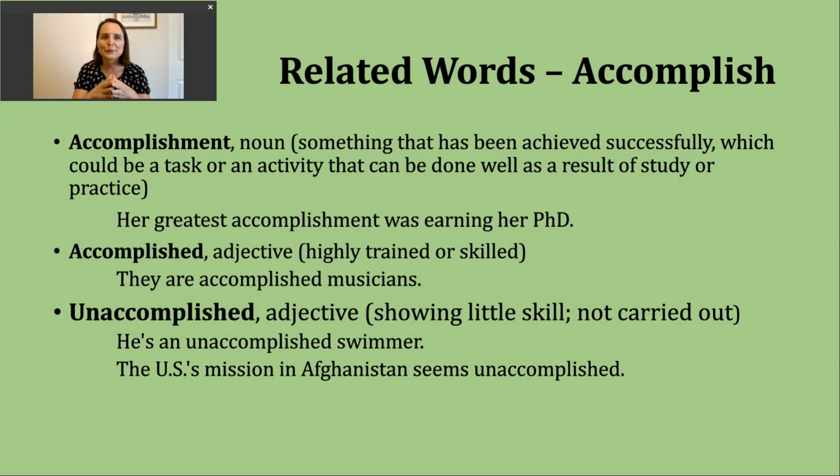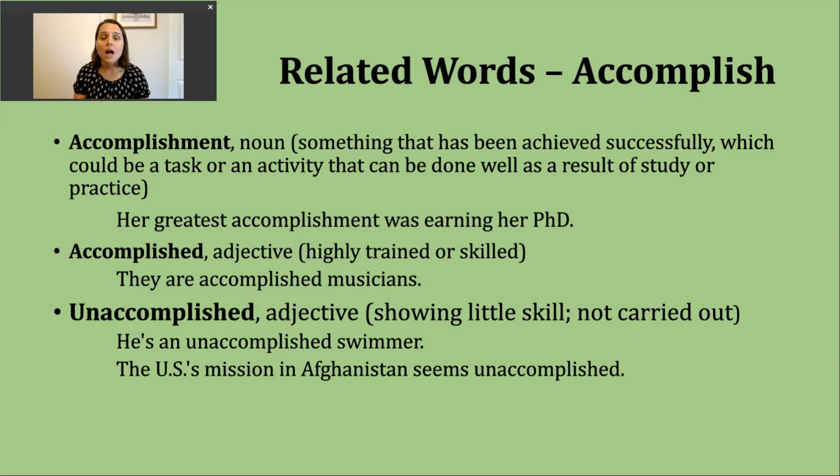So many people will earn a high school diploma. They may get an associate's degree, a bachelor's degree, a master's. PhD is right at the top there. The next word we'll look at is the adjective accomplished. This means highly trained or skilled. Here's an example of that.